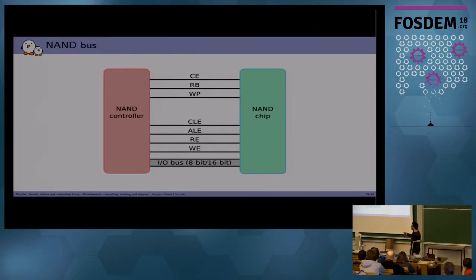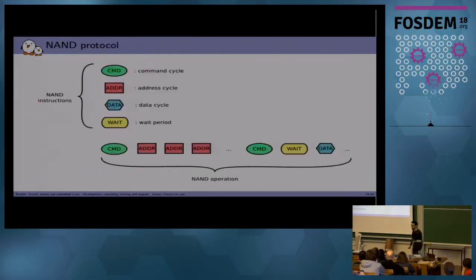Write protect, WP, is to let the NAND chip know that it cannot accept either write operations or erase operations. I will get back to these lines right after. First, I want to show you the NAND protocol, how it works.